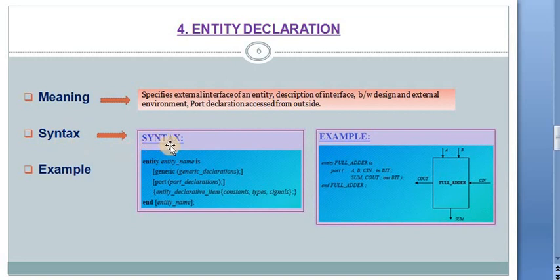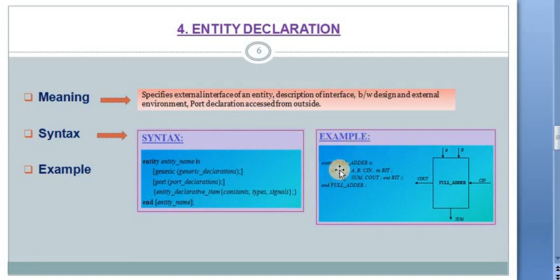As you see, in the entity declaration part, the entity name is specified. Under that, other components, whether general declarations, port declarations, constants, types and signals are declared along with their type, like bit, vector, etc., and then the entity is closed. So let's observe its example on the right to understand this concept thoroughly.